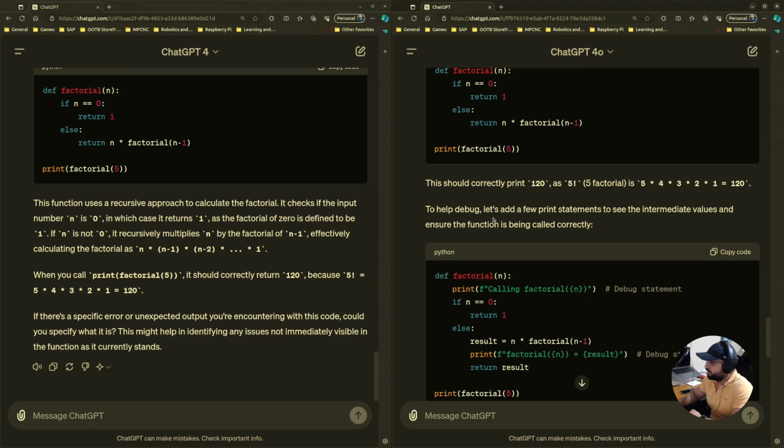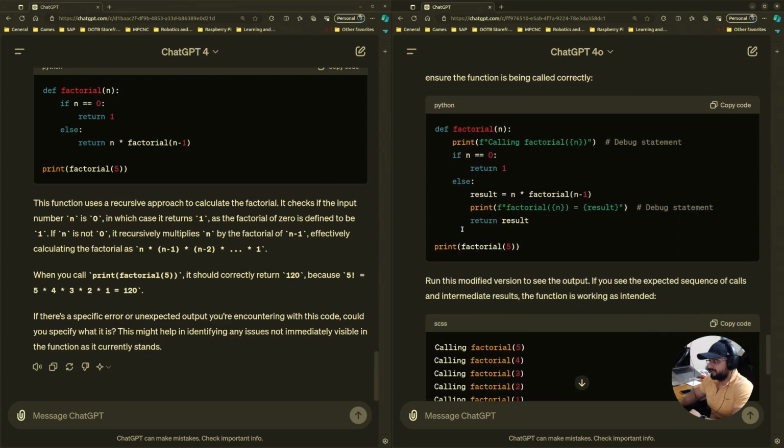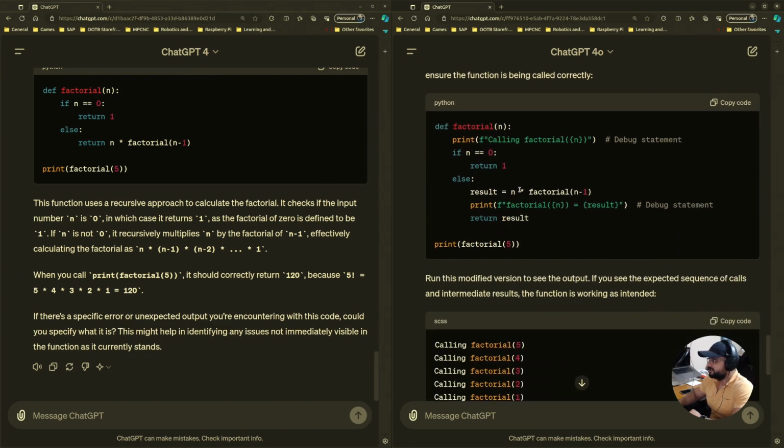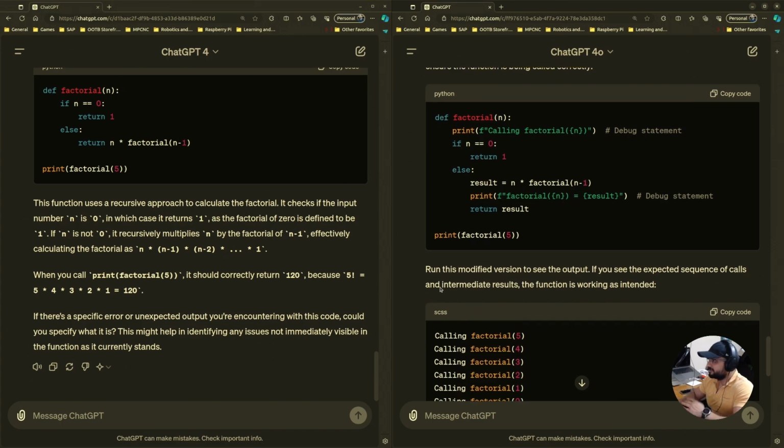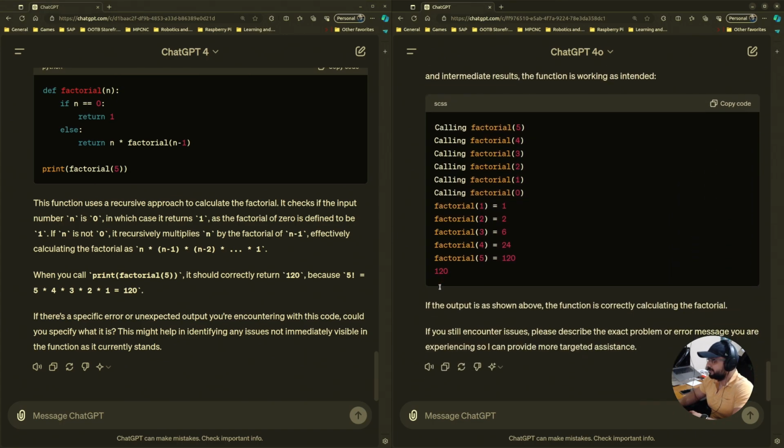Whereas 4o continued. So to help debug, let's add a few print statements to see the intermediate values and ensure the function is being called correctly. That's nice. So it did give us more debugging capabilities. It's helping us learn how to do the code right instead of just doing it and fixing it. And it cannot fix it anyway because it says that the code is right anyway, right?